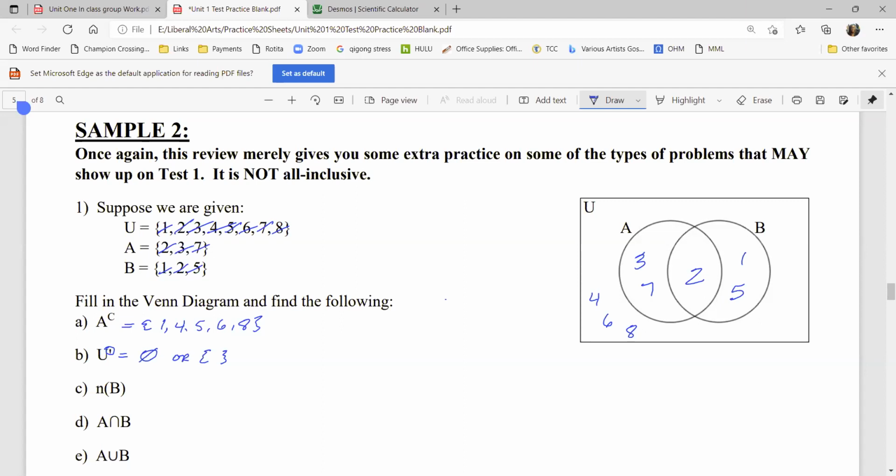Got it. All right, so now we have N of B. What does N of mean? Cardinality. Cardinality means they want us to do what? Add them up. How many unique things are in there? What is the cardinality of B? 6? 1 and 5, so it'll be 2 things in there, so 2. I'm going to say 3.